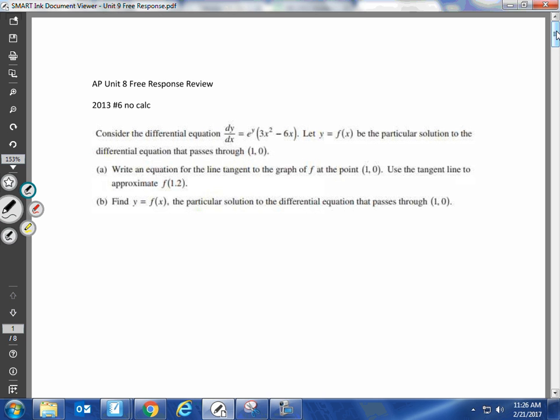2013, number 6. Do part A and part B. You see this differential equation when you read through, and a lot of people for part A just start solving it. Part A has nothing to do with solving the differential equation, nothing to do with separation of variables. Read carefully and see, I just want an equation of a tangent line, and I need to use it to approximate a function value. Okay? So do that for part A before you start separating your variables, which is what you need to do for part B.